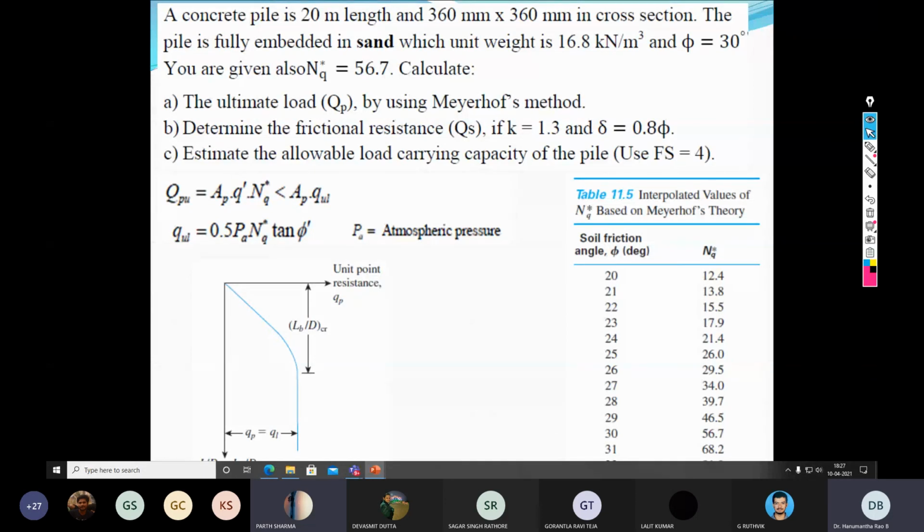Can we do it in the next class? As you wish. It is a repetition of the previous sum with only one exception: the 15 times linear variation you have to consider, because in the earlier case it was a combination of sand and clay, but it is pure sand here. And you have to consider 15 times the variation for both point bearing resistance as well as the friction. So don't get confused. Just note it down, we will solve it in the next class, no problem.